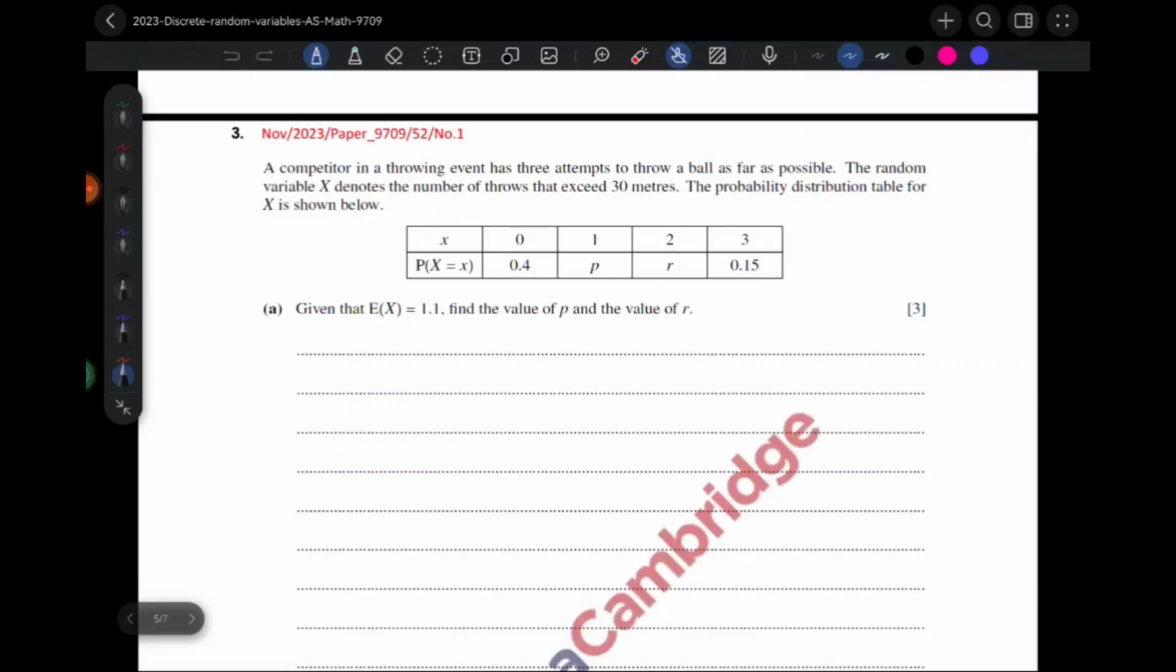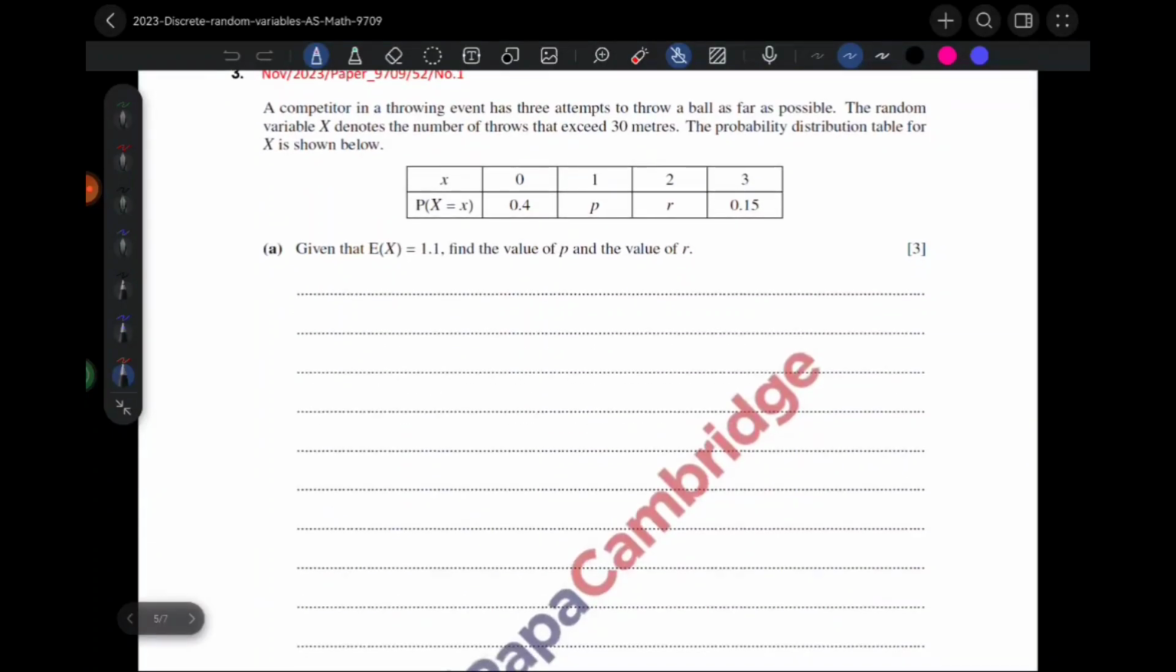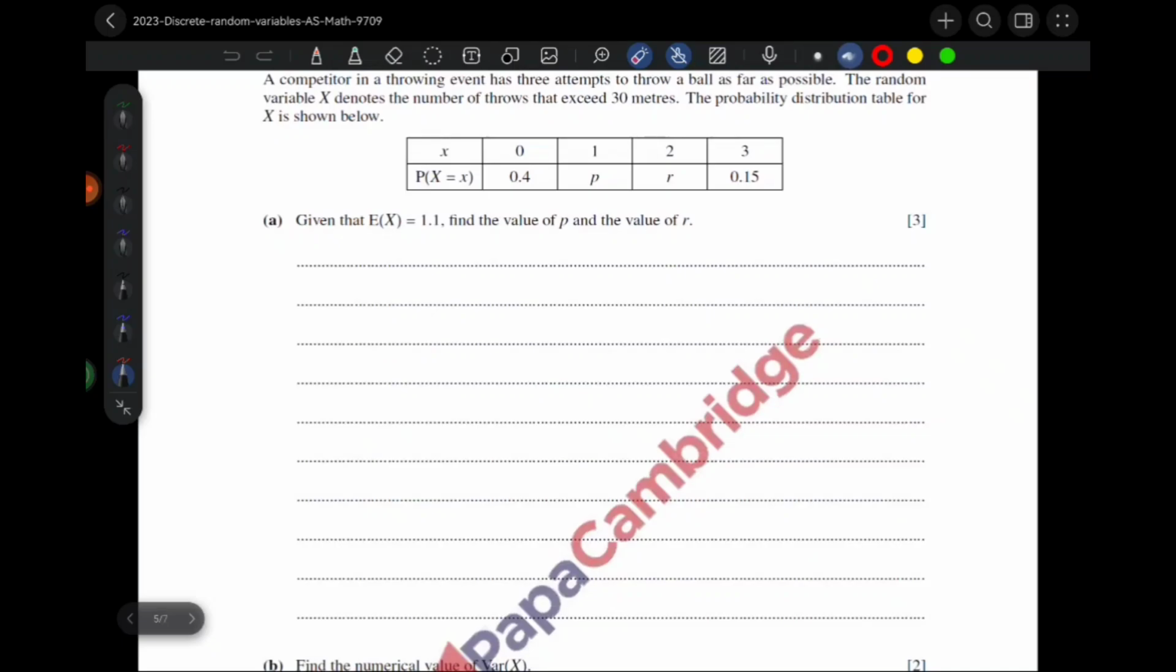Alright, for number 3, a competitor in a throwing event has 3 attempts to throw a ball as far as possible. The random variable X denotes the number of throws that exceed 30 meters. The probability distribution table for X is shown below. So X equals the number of throws that exceed 30 meters. Given that the expected value of X equals 1.1, find the value of p and the value of r. So we must use two pieces of information.